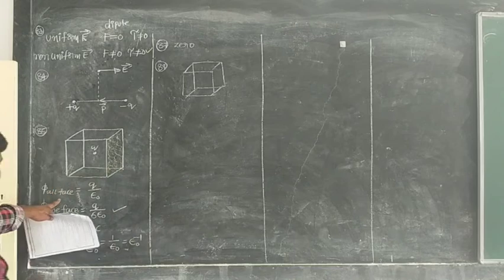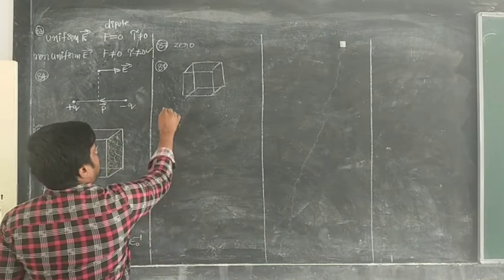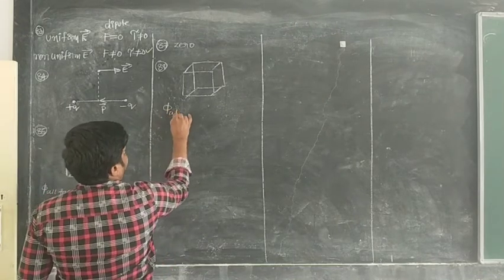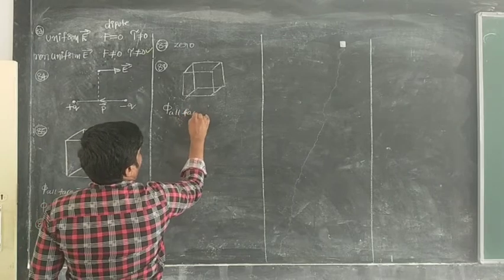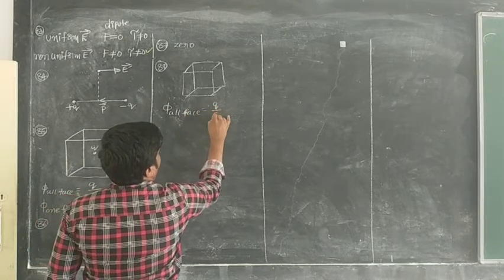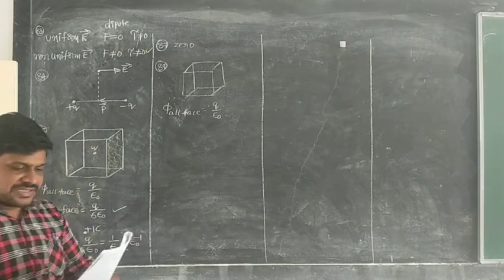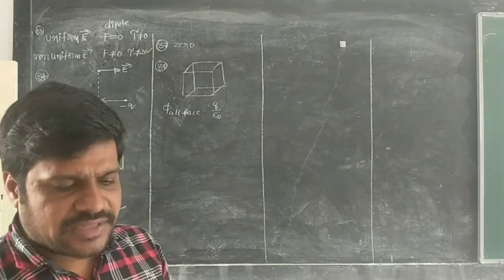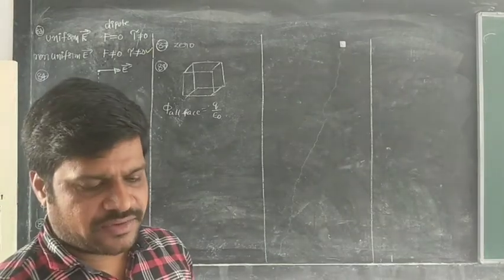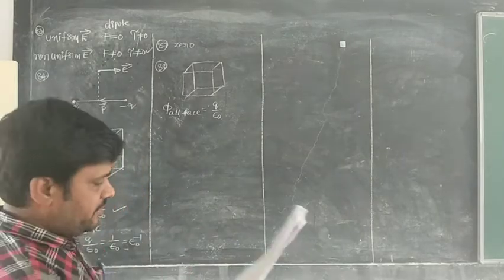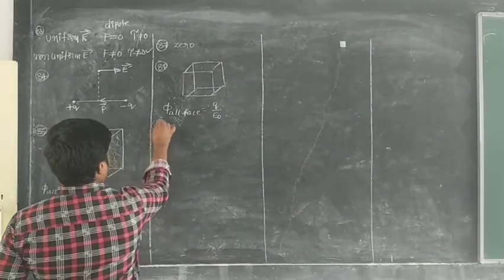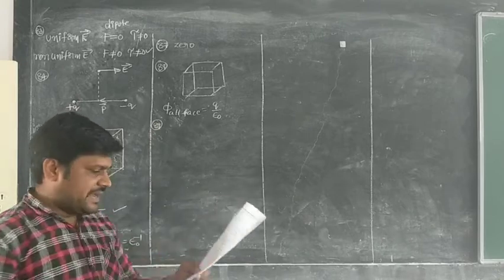What is the flux through all faces? Flux through all faces of the cube is equal to q by epsilon naught. So the answer is nothing but q by epsilon naught. That is the first option. Next, problem number 89. Let me solve it. What is the 89th one?